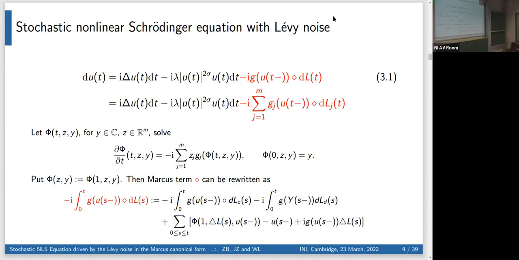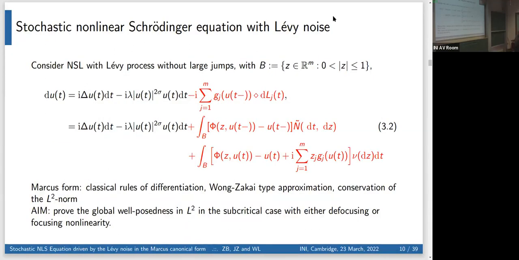Then you put time 1, and you have the notation phi, and this integral, which is written over there, is equal, forgetting about the continuous part of the Lévy process, to the integral with respect to this continuous part, eta1, plus some correction term, which is different than in any other form. So there is a special way, which was actually introduced by Marcus, I forgot his name, in the 70s, and it was developed by Kunita and Applebaum.